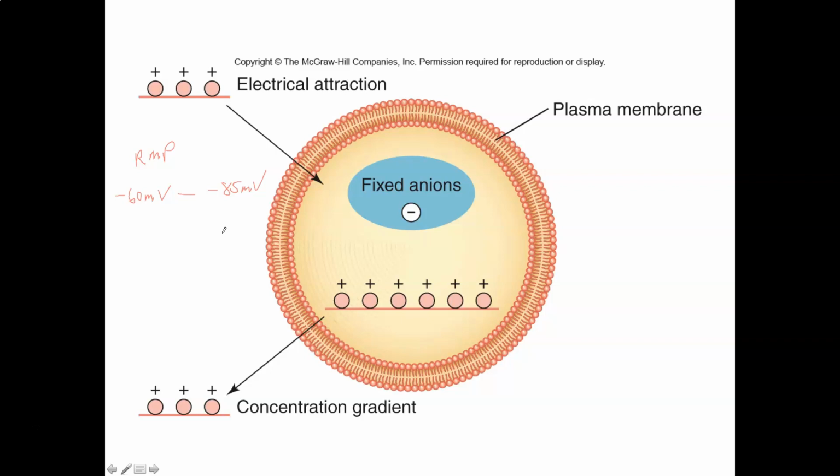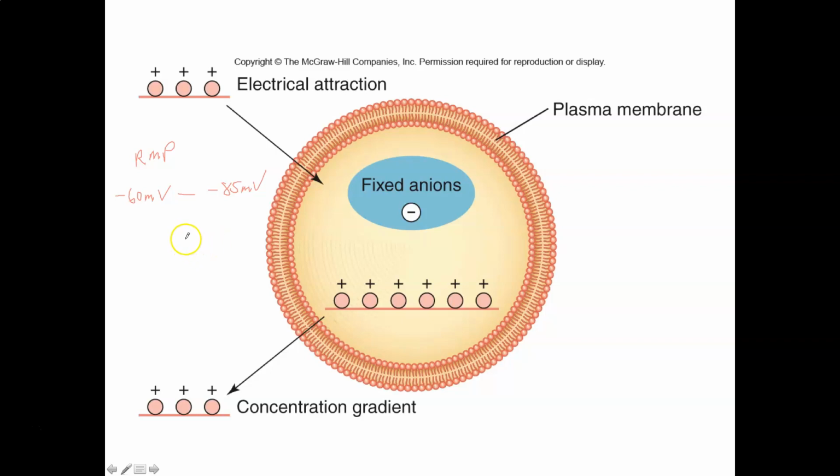Cells that can change their resting membrane potential, like neurons, skeletal muscle, cardiac muscle, smooth muscle, can then go on to do work using electrical signaling. But before we get into looking at electrical signaling along cells, we need to understand how this resting membrane potential is established. So the resting membrane potential is based on the distribution of positives and negatives.